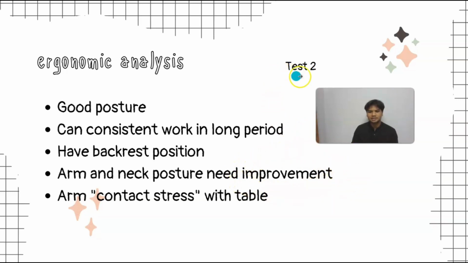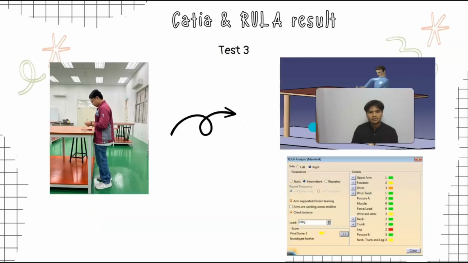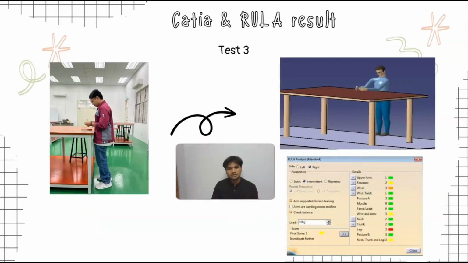It is better than test one. This is an improvement over test one. And the arm has contact stress with the table, which is not good enough. Next, we go through test three.